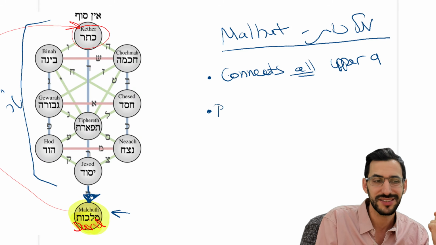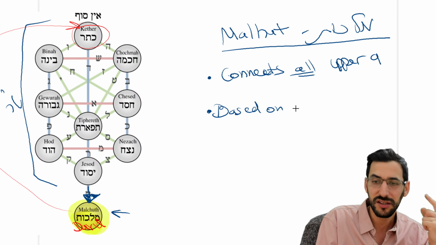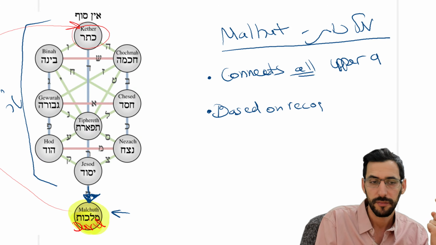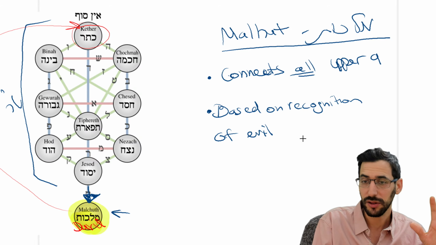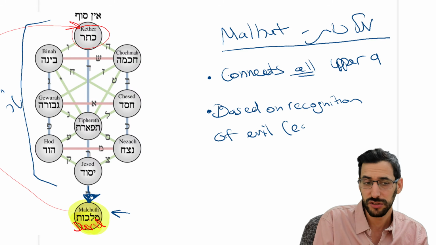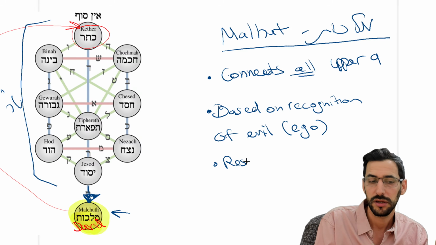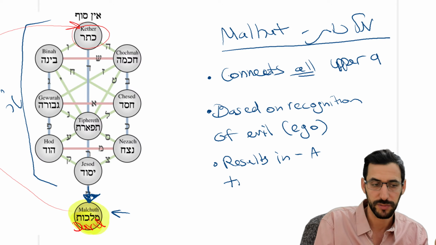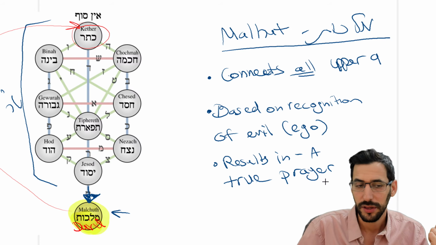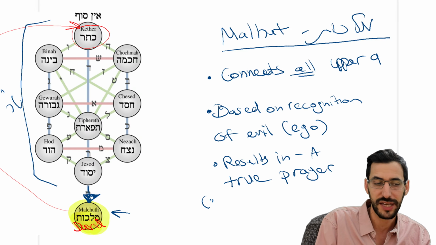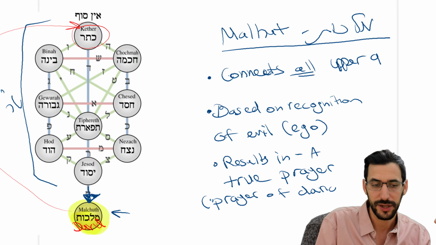The work on Malchut is based on recognizing the evil. That's the work of Malchut. That's what it's based on, meaning the recognition of the ego. And the result of this work is a true prayer. That's the result of the work of Malchut. Now, this true prayer is also called, you might have heard of it, the prayer of David, Tfilat David. Maybe now you understand why.